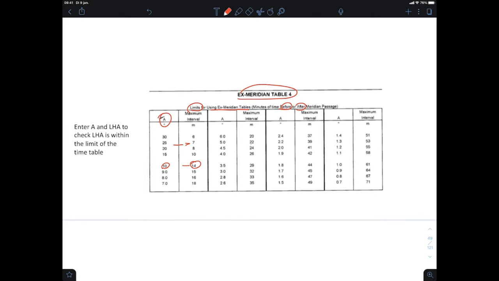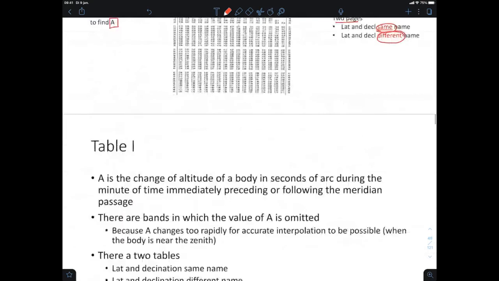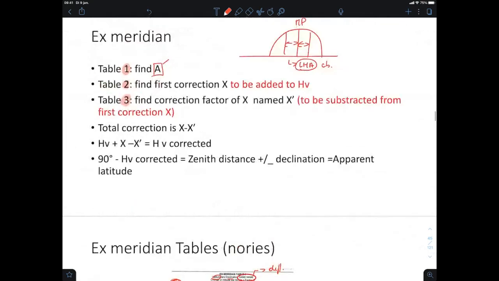So you will have to check the time of your observation, and then you will have to determine the time of meridian passage. You will have to compare this with the time of your observation, and make sure that you are within the maximum interval of minutes before or after meridian passage. Voilà. So this is what you do in the first place. Then secondly, you will have to find corrections.